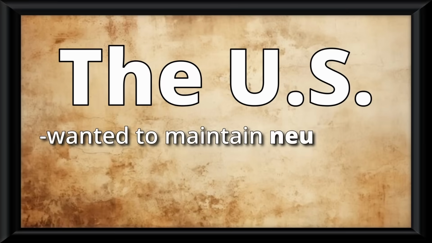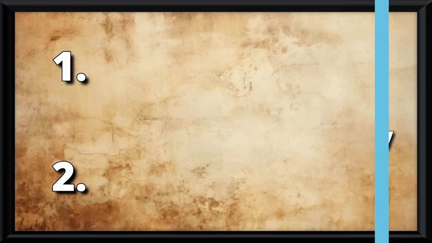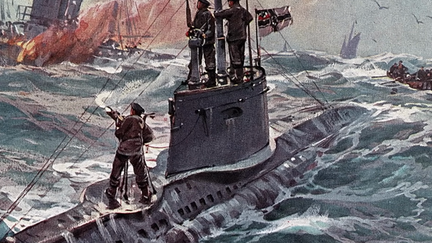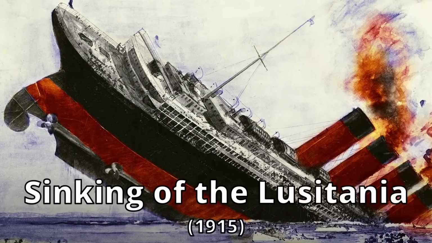The US wanted to maintain neutrality during this war. However, it still sent ships full of supplies to its allies. But then you see 2 big things happen. First is Germany's unrestricted submarine warfare kept sinking ships with Americans on them. The most famous of this was the sinking of the Lusitania.